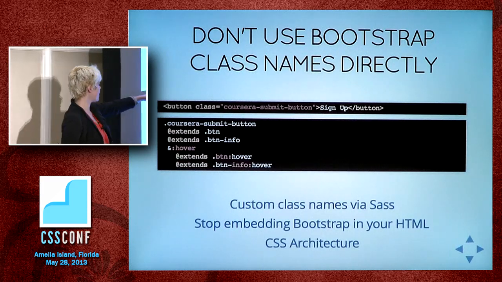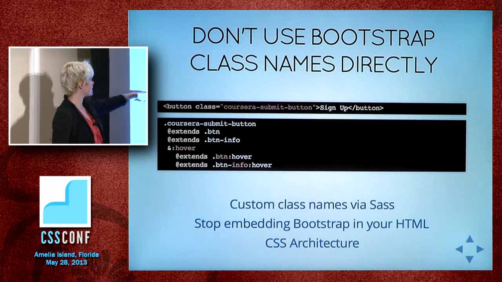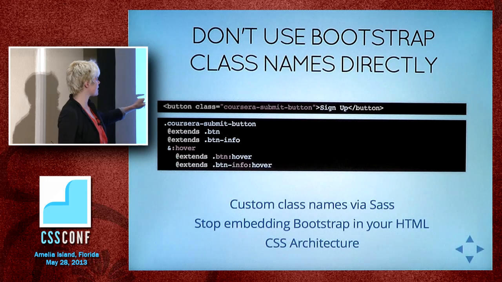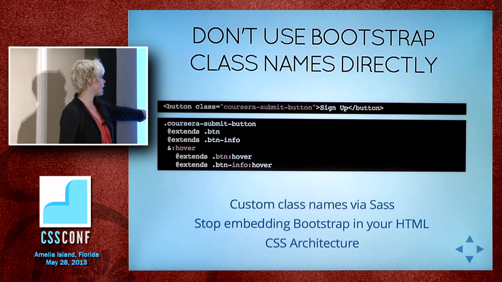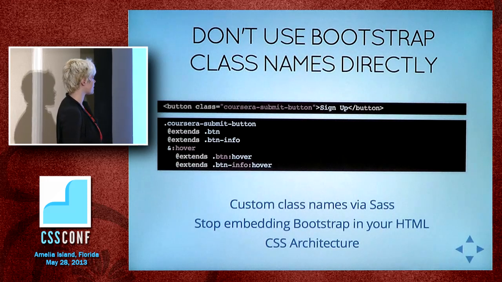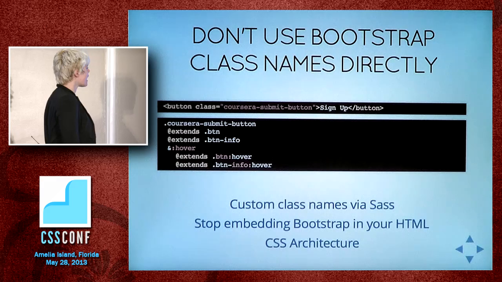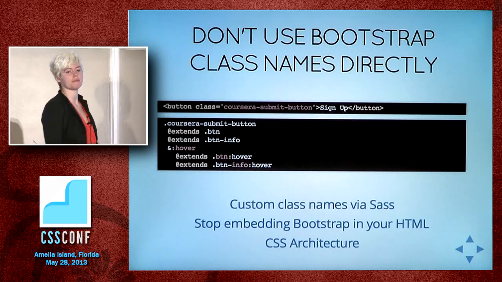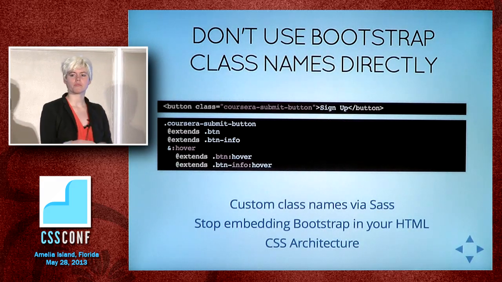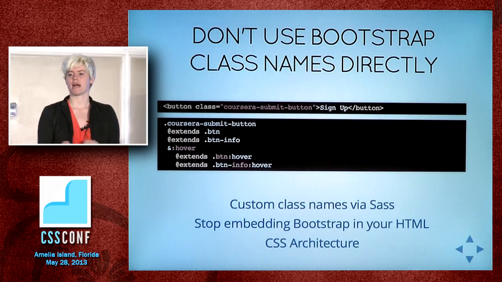So if I want to extend the button, I just create my class and say which button classes it extends. And then I also, at least in stylus, have to define it for the hover state as well, and say that those extend the button hover states. But then I have this CSS class name that I can use, and I can just swap out what it's extending from behind the scenes, right?